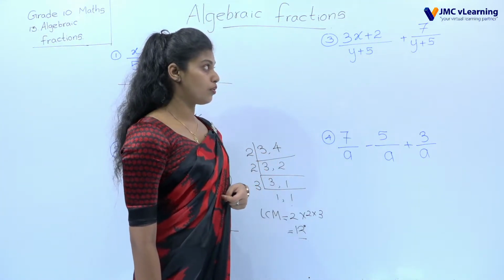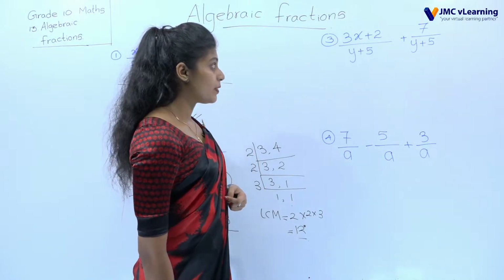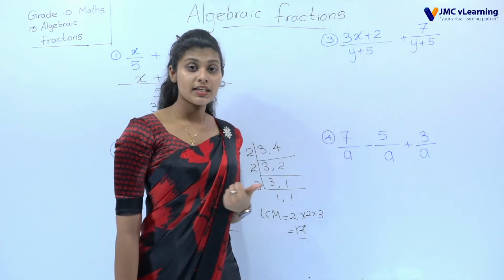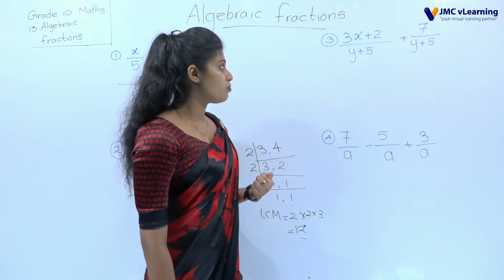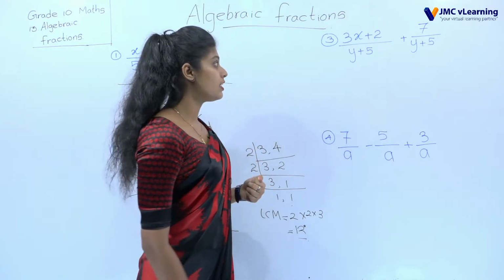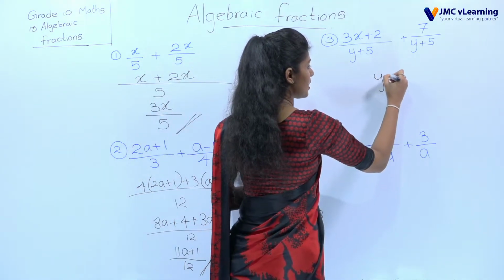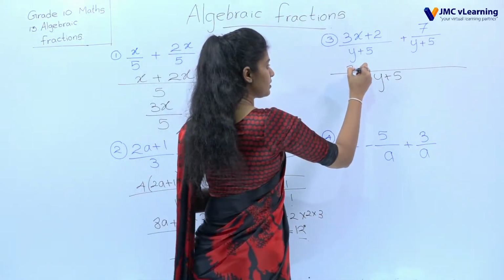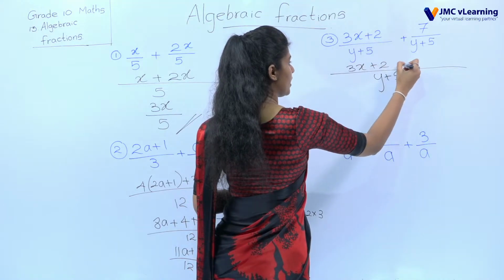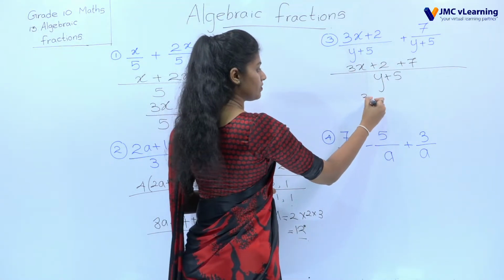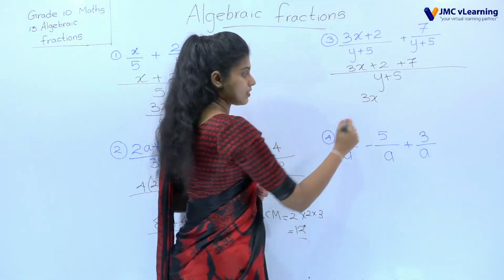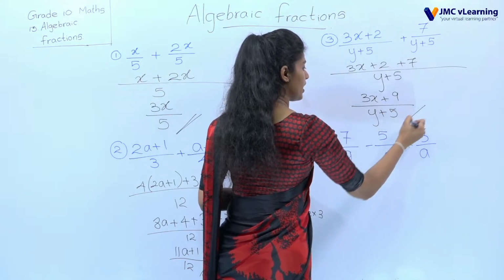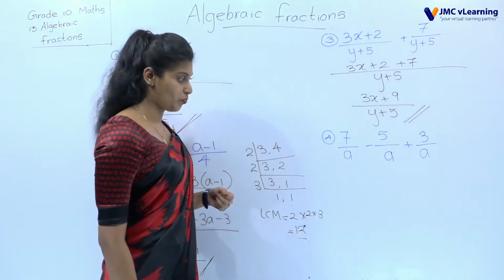3x plus 2 over y plus 5 plus 7 over y plus 5. Here also the denominators are equal to each other. That means you have to simplify only the numerators. Then y plus 5 is the common denominator. Let's simplify the numerator: 3x plus 2 plus 7. Then 3x plus 2 plus 7 is 3x plus 9. Denominator y plus 5. This is the answer.